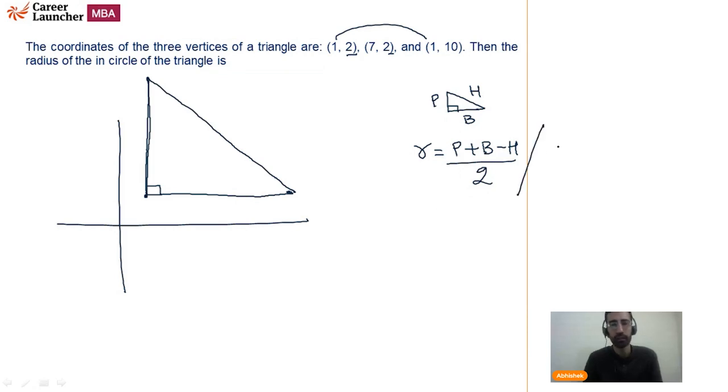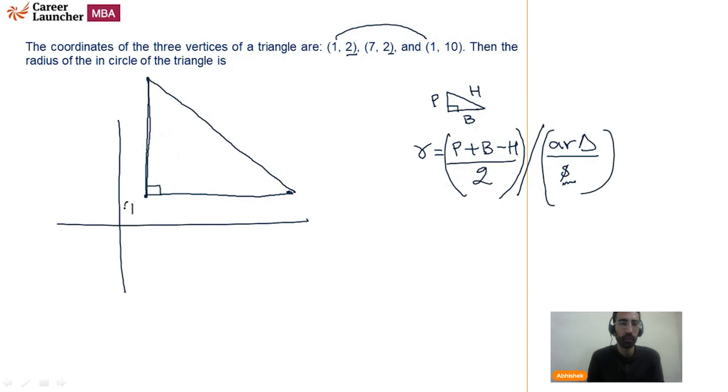The other way to calculate inradius is area of the triangle upon semi-perimeter. Semi-perimeter is half of the perimeter. You could have done either this or this. So yeah, if we can calculate the lengths here, which shouldn't be difficult at all.